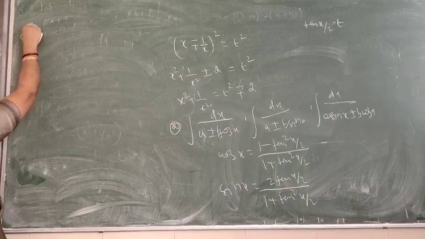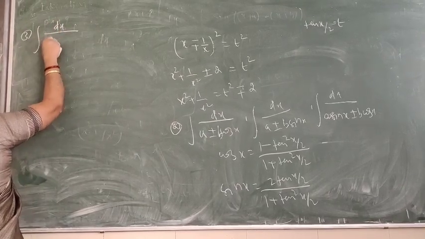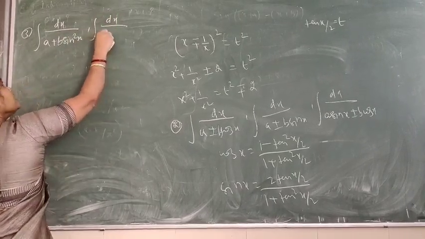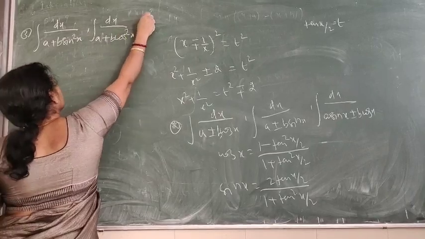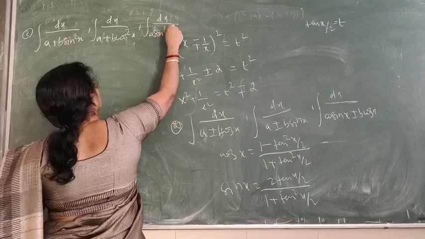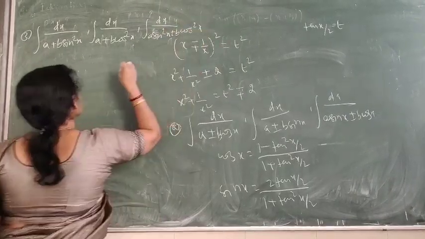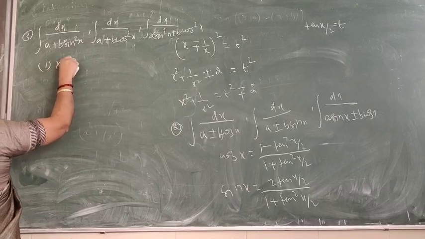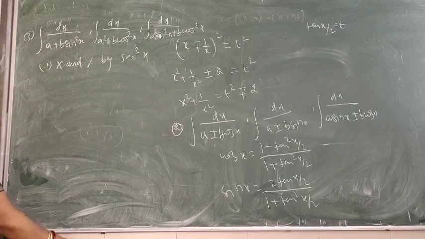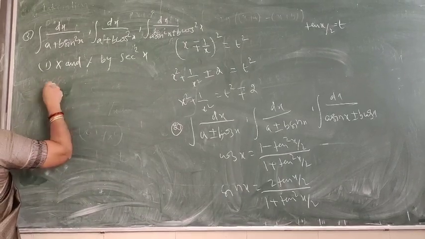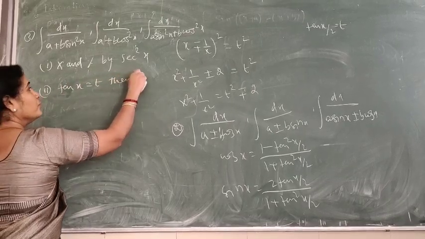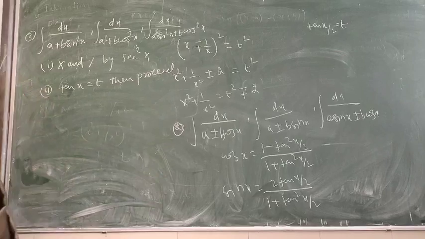In case of another format, integral dx upon a plus b sin² x, or integral dx upon a plus b cos² x, or otherwise integral dx upon a sin² x plus b cos² x. If they ask like this, then do one thing. Multiply and divide by sec² x. Okay, fine. Then substitute tan x. Then step number 2: let tan x be equal to t. Then proceed. You know how to do. Clear? So this is also one of the most important parts.